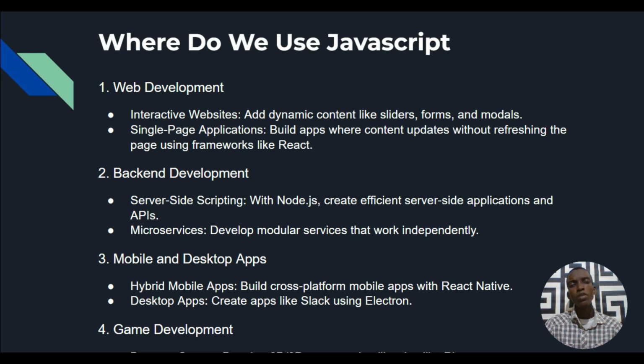Now we also use JavaScript for mobile and desktop applications. When we say hybrid mobile apps, let's say I'm creating a game app, or a CBT app, an exam app, I could actually use React Native. So JavaScript is vast. You can use it for web, you can also use it for mobile. You can also use JavaScript to create desktop applications using Electron. An example of a desktop application you can create is Slack.